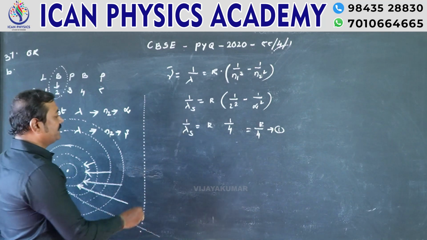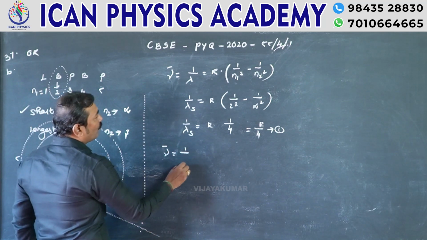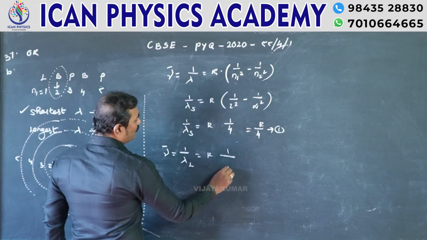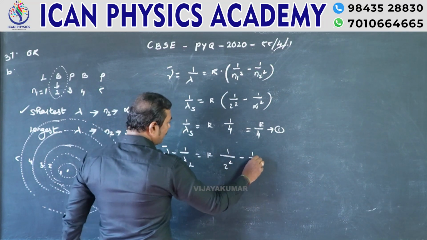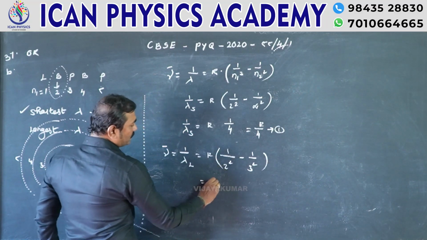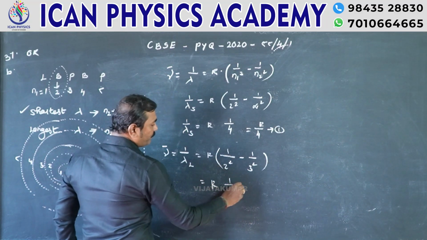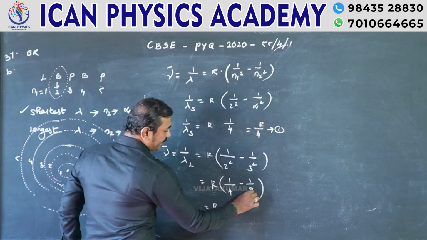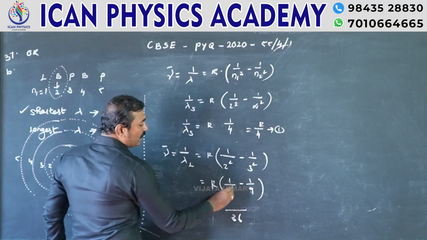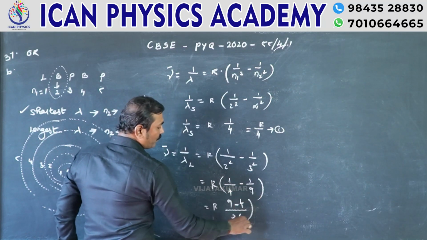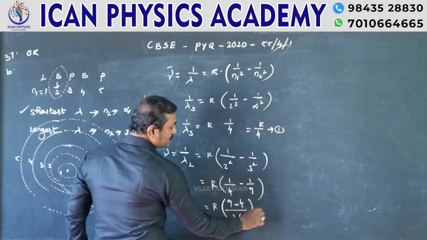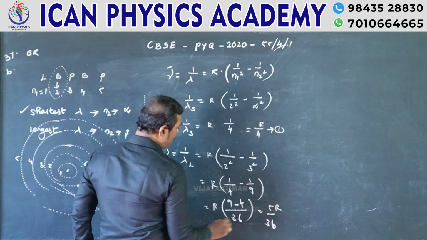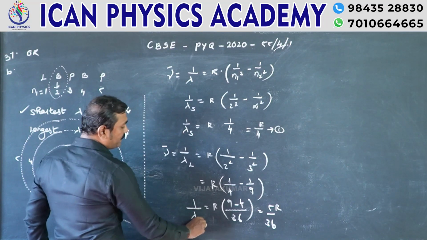For the longest wavelength, nu bar equal to 1 by lambda L equal to R into 1 by n1 square, that is 2 square, minus 1 by n2 square, that is 3 square. So R into, 2 2s are 4, 3 3s are 9. Now we can go for LCM. So 9 4s are 36, 1 9 is 9, 1 4 is 4. So 9 minus 4, 5 by 36. This times R is 1 by lambda L. Let this be equation 2.